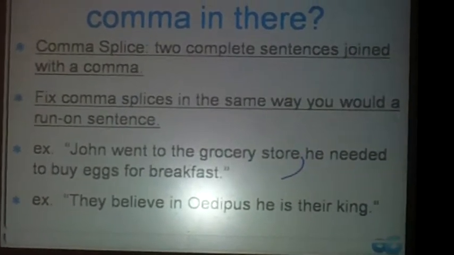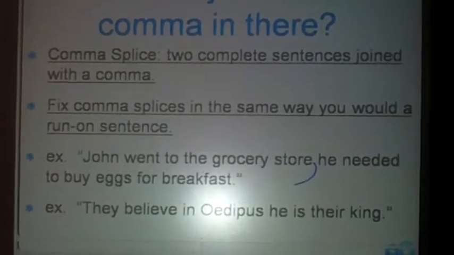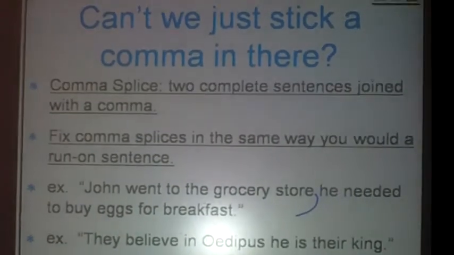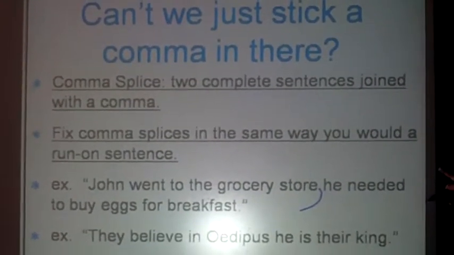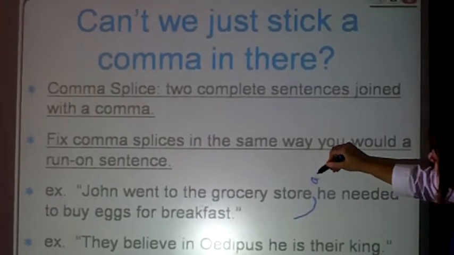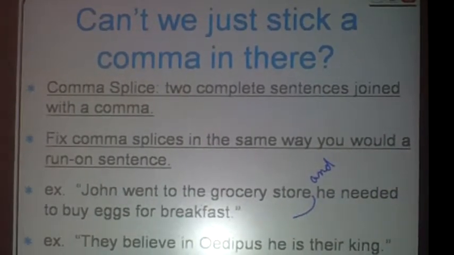Like Randa, just sticking a comma in there, you actually make another type of error called a comma splice. Commas are not enough. If you want to use a comma, Randa, you have to have a conjunction with it.